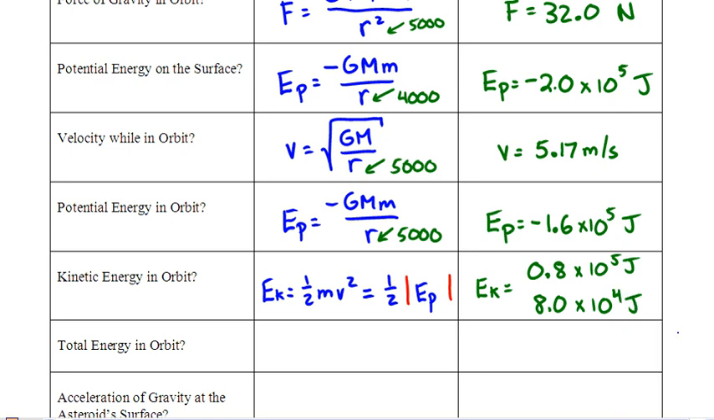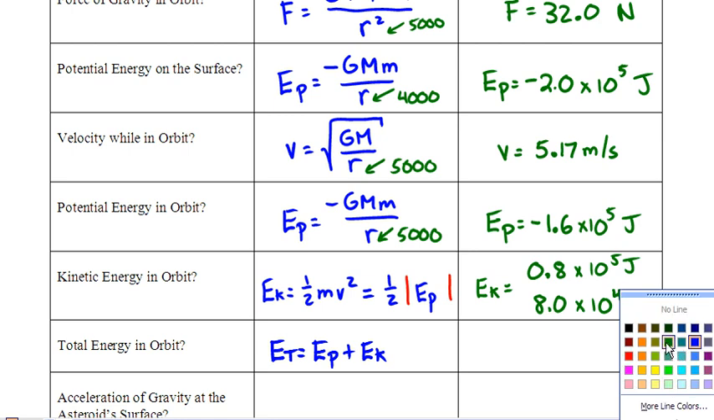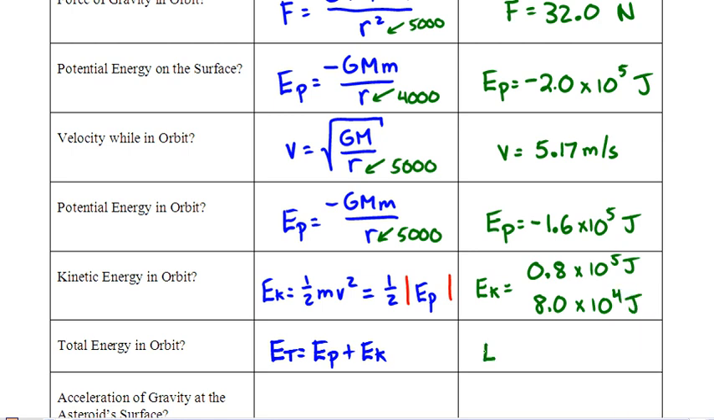We didn't talk about this very much, but you will next year a bit. Total energy, that's going to be the combination of potential and kinetic. So if you add those two together, you're going to find that the potential energy is bigger, it's more negative, it wins, so the total energy is a negative answer. It's negative 8.0 times 10 to the 4 joules.